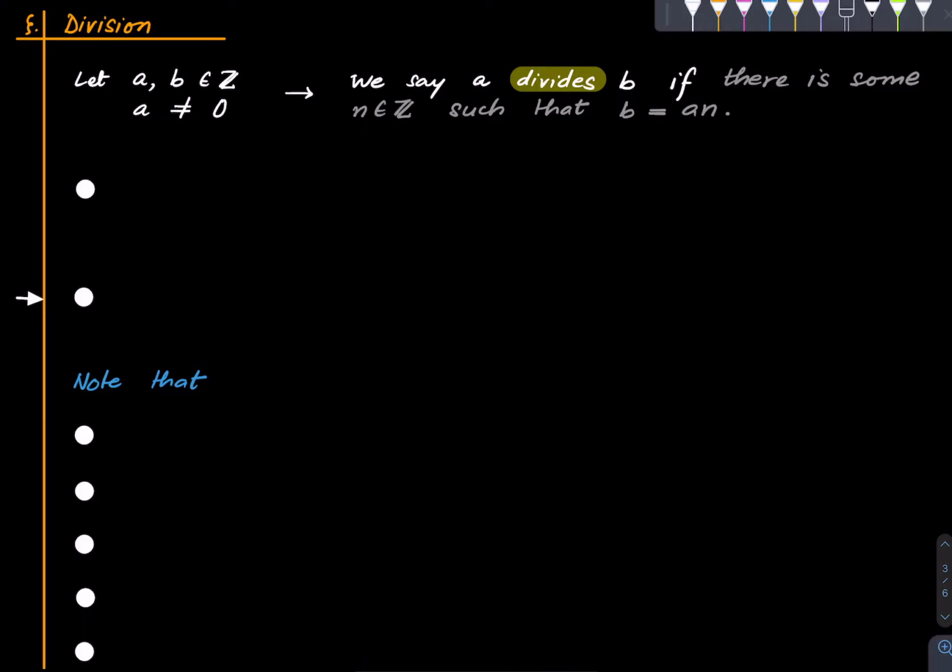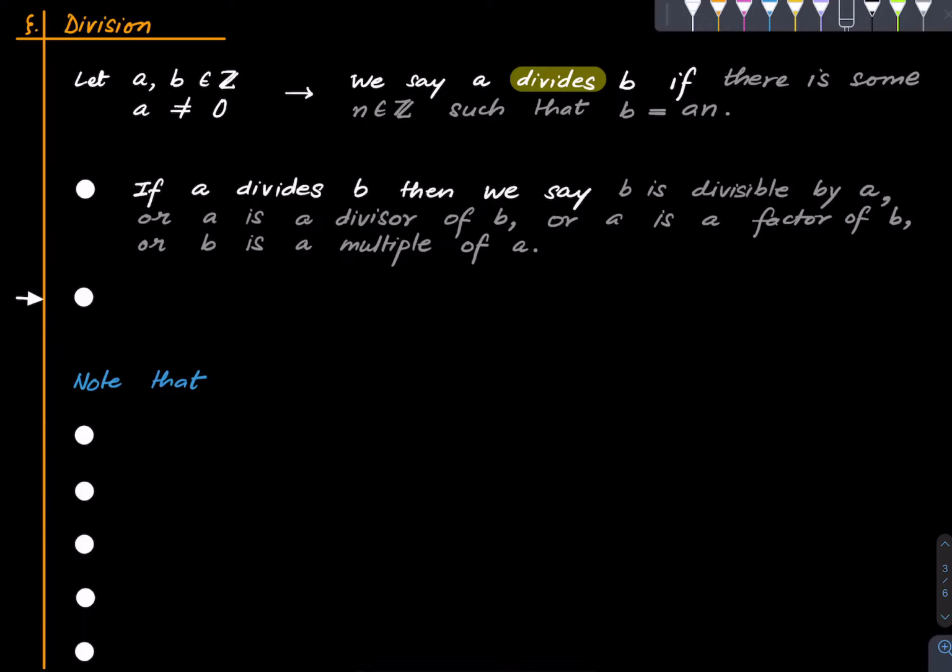So now there are some synonyms for the same definition. Suppose A divides B, then we also express the same thing by saying that B is divisible by A, or we say that A is a divisor of B, or we say that A is a factor of B, or we say that B is a multiple of A. As far as I can tell, these are the only 4 synonyms, but maybe there are more.